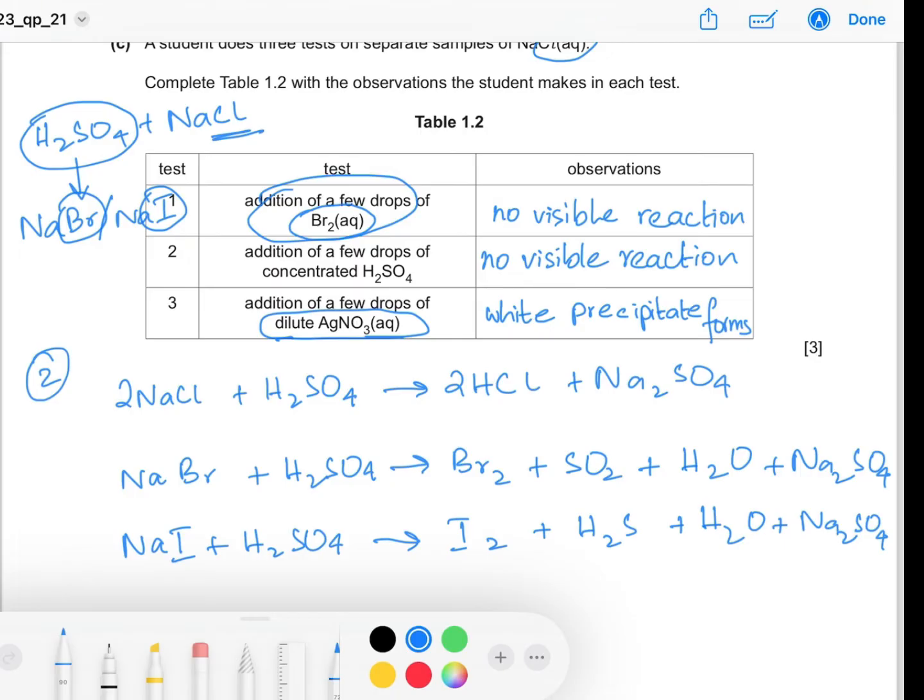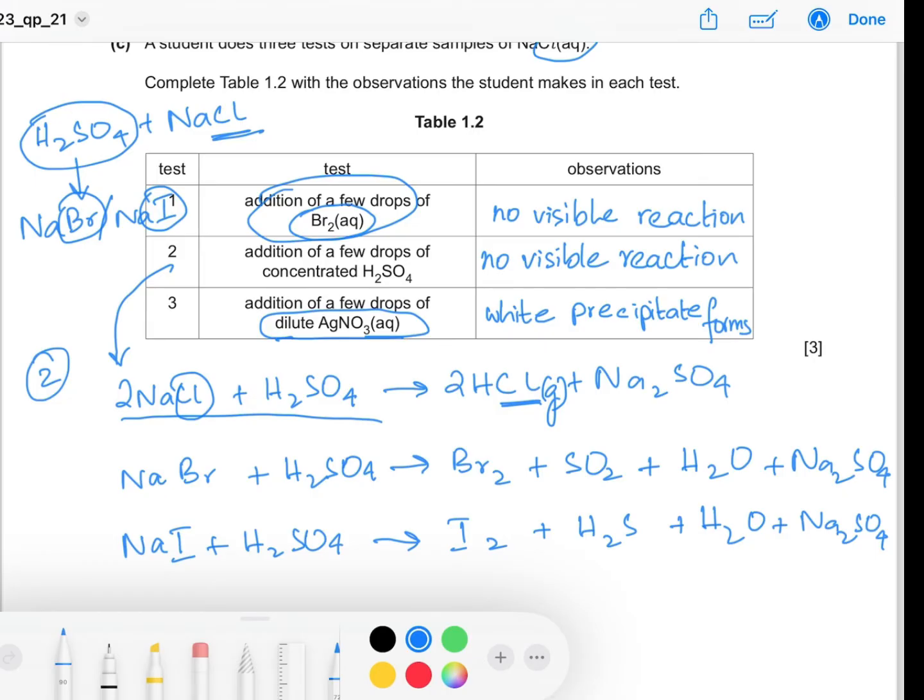Okay, for reaction 2, here is a comparison of the difference between reactions that happen between sulfuric acid and different sodium halides. With sodium chloride, sulfuric acid is not able to completely oxidize chloride ions. So as you can see, the product includes hydrogen chloride. It's formed in gaseous form, so you don't see a precipitate forming.